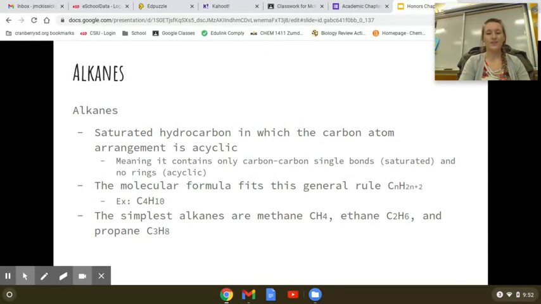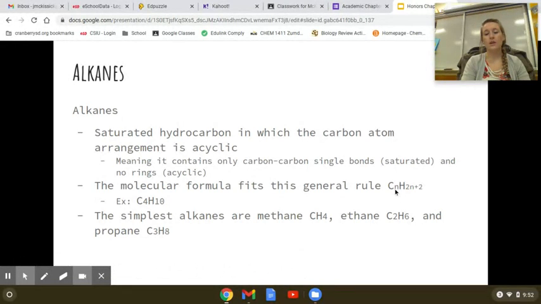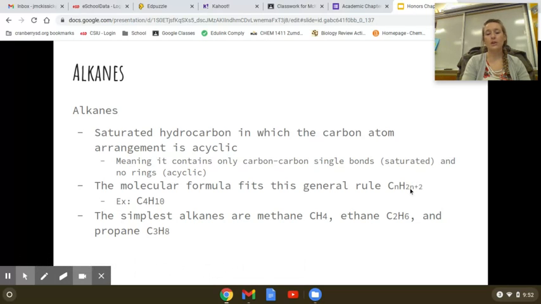The molecular formula fits this general rule of CnH2n+2. The n just stands for how many carbons there are. So if we had 4 carbons, for example, we would plug in 4, double it, so we'd have 8, plus 2, which would be 10.